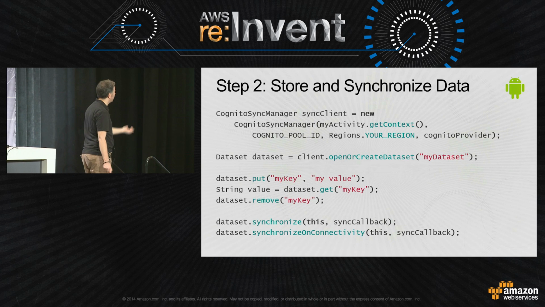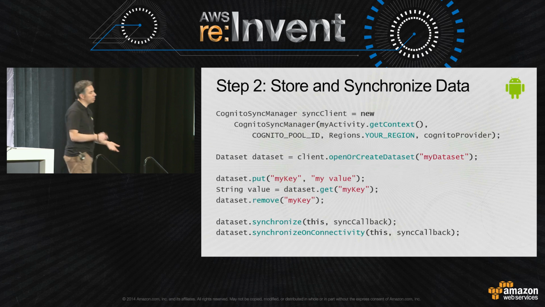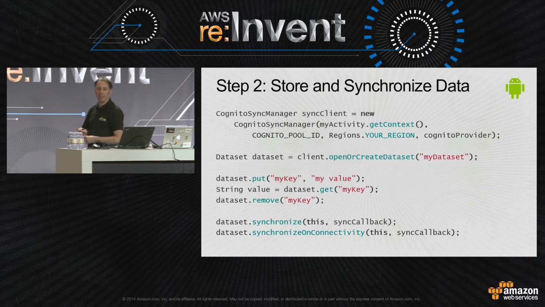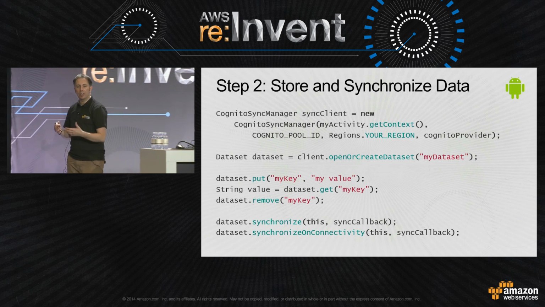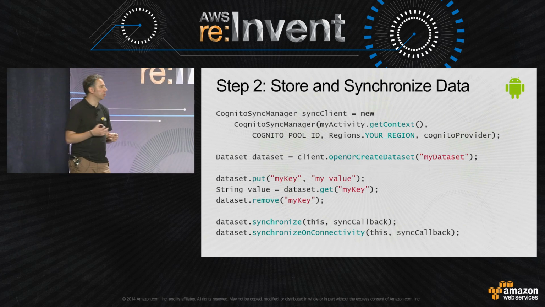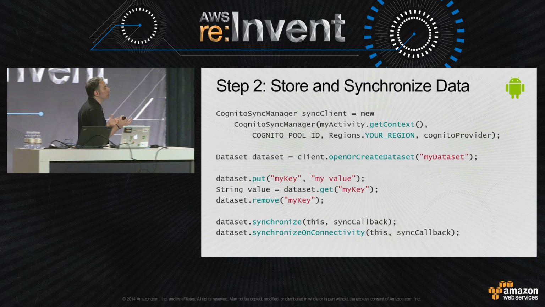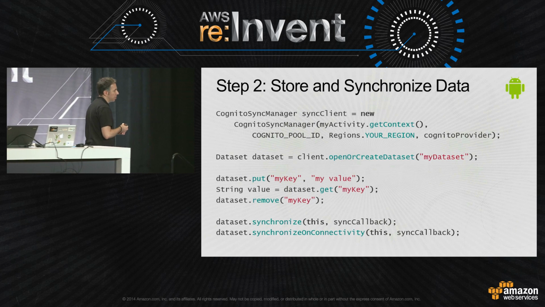But there is the second one that you can probably always use, that is synchronize on connectivity. If there is no network connectivity, it will store in the shared preference of the application that the next time there will be network, Cognito will start a synchronization. So as soon as there will be network, there will be a data synchronization.